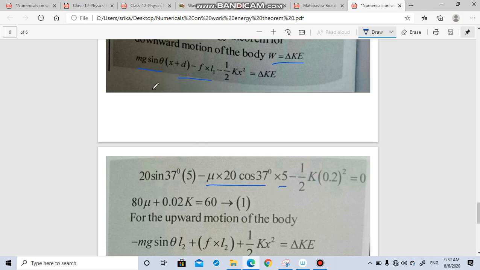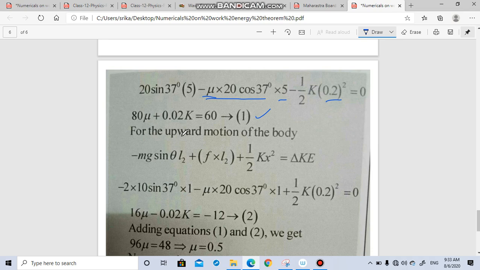Just put the values. Theta is 37, k is 0.2. From this expression you can find out the value of k. Just write it in your copy, then you will understand what I am saying. Here, what are the unknowns? Mu is an unknown and k is an unknown. So you got one expression in mu and k. We have to solve this. 20 into sine 37. Sine 37 is 4 by 5, and cos 37 is 3 by 5. These are standard values, so remember them. So you got the first expression.